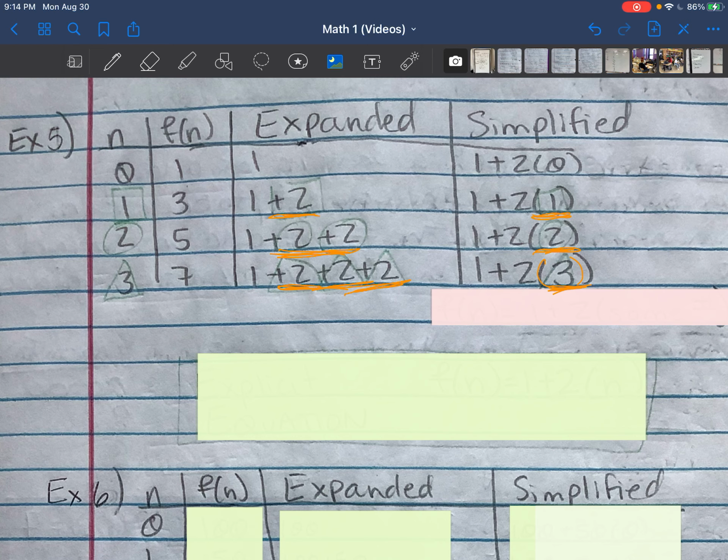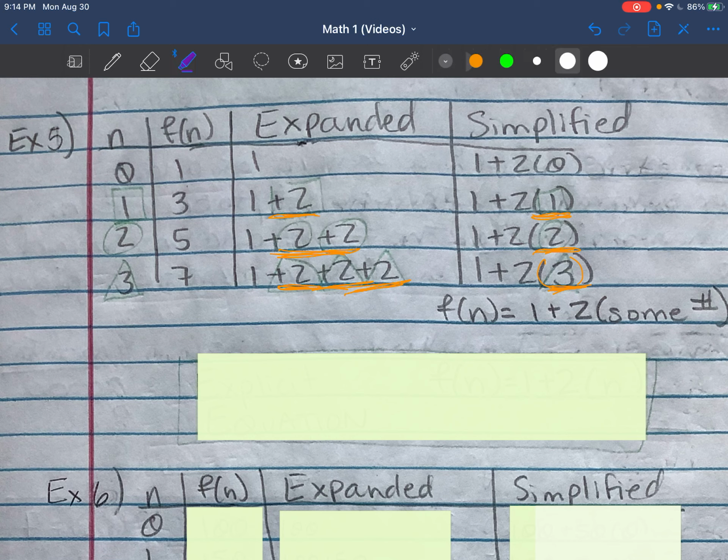Now, we can write this as an equation. We can say it's f of n equals 1 plus 2 times some number. But that is not mathy enough, this phrase, some number, right? We got to give it a letter, because it keeps changing down my table, this some number. The 1 plus 2 part doesn't. That's staying the same, and so it stays the same in this particular equation.